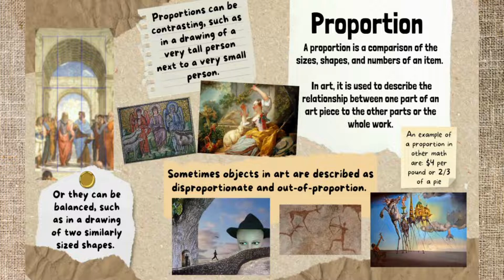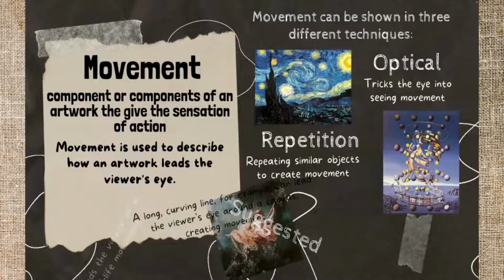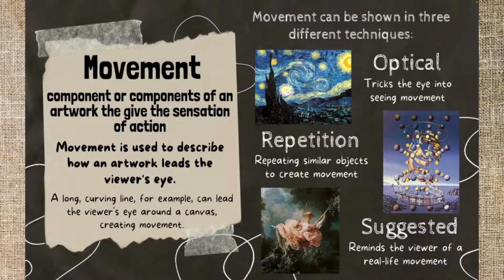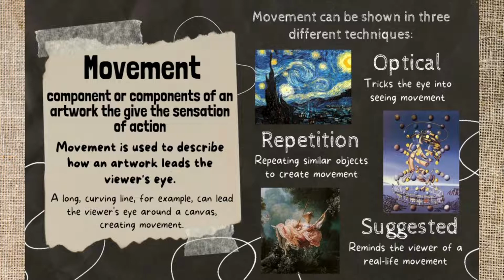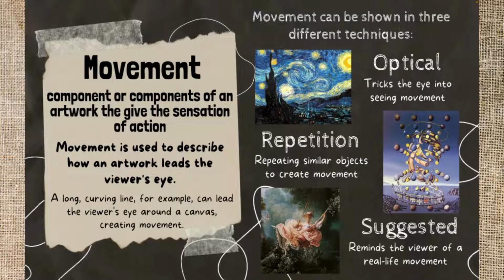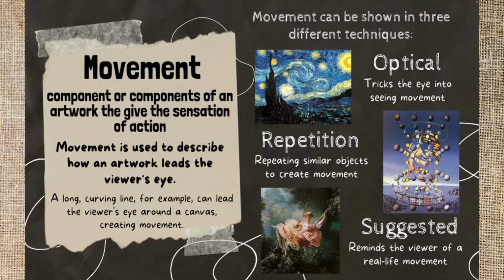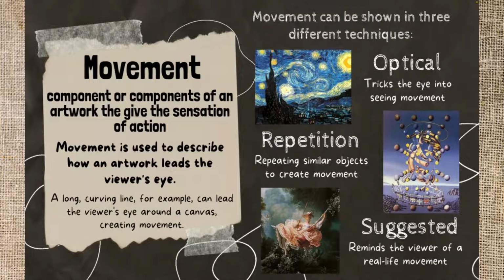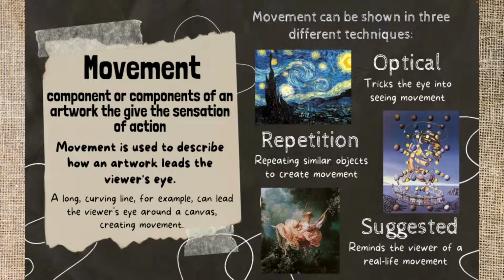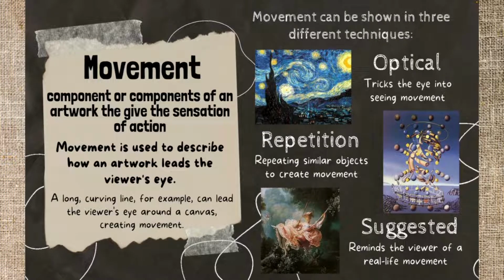So when you're looking at proportion, we can compare the sizes and how well or maybe not well it contributes to the art piece. So next we are going to take a look at movement. So movement gives the artwork a sense of action. We want to describe movement in terms of how it helps the viewer look at the piece as a whole, as well as whether movement tells a story in the art piece.